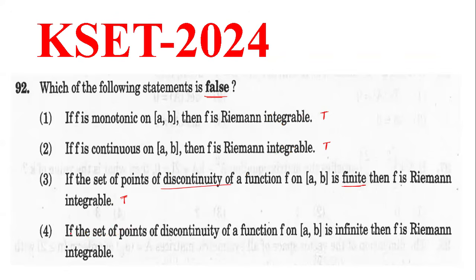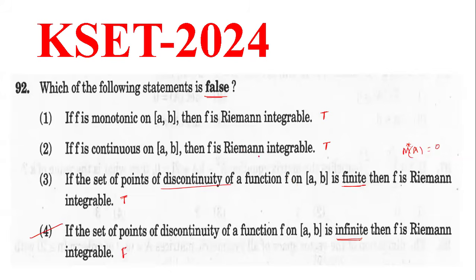See, if the set of points of discontinuity of a function is infinite, here we cannot say the measure of A is 0. Therefore, this is the false statement: if the set of points of discontinuity of a function f on the closed interval AB is infinite, then f is Riemann integrable. This is false. We want the false statement for this question. Therefore, the answer is the fourth one.